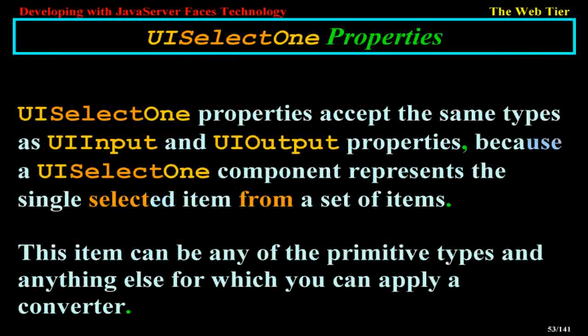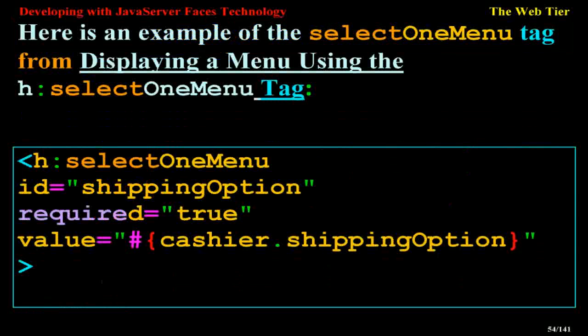Select one properties. SelectOne properties accept the same types as input and output properties, because a selectOne component represents the single selected item from a set of items. This item can be any of the primitive types and anything else for which you can apply a converter. Here is an example of the selectOneMenu tag from Displaying a Menu Using the h:selectOneMenu Tag. h:selectOneMenu id="shippingOption" required="true" value="#{cashier.shippingOption}".